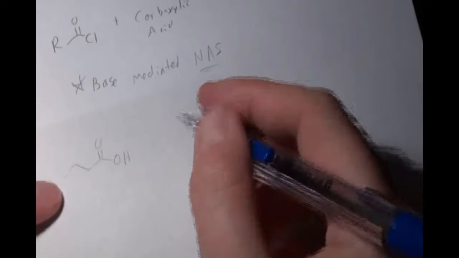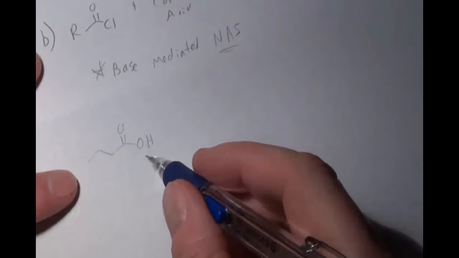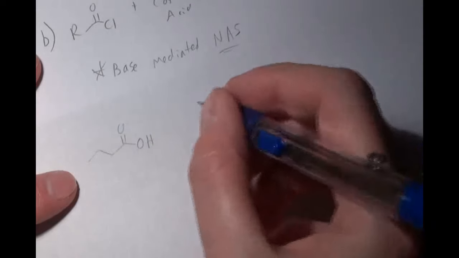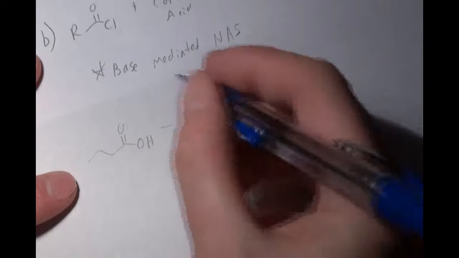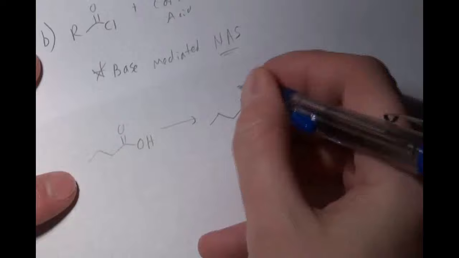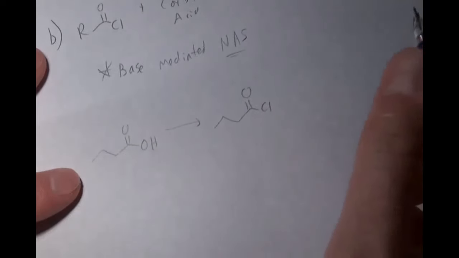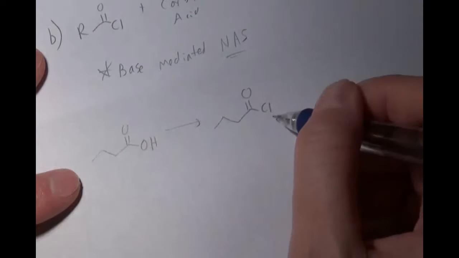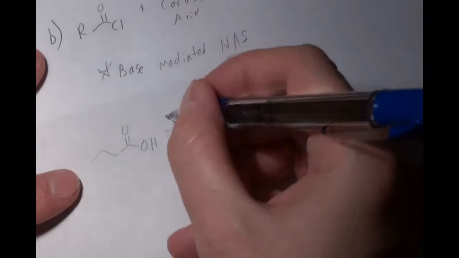Let's convert this to an anhydride. We want to convert this to an anhydride. First thing that we want to do is make it into an acid chloride. How do you convert a carboxylic acid to an acid chloride? Well, we just learned how. It's SOCl2. Okay?